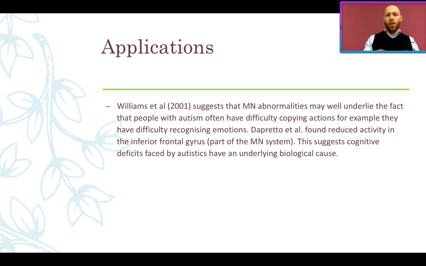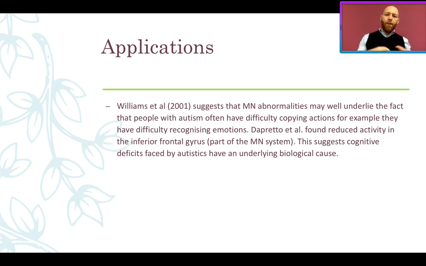Applications then. So that's the basics. Mirror neurons, they may provide a sort of biological basis for social cognition through imitation and through perhaps even empathy, and we'll see where we go from there. So Williams et al. 2001 suggests that mirror neuron abnormalities may underlie certain autistic behaviours or specific behaviours such as difficulty in copying others. That's something that autistics can struggle with, is if you try to show them how to do something, it can be quite challenging.